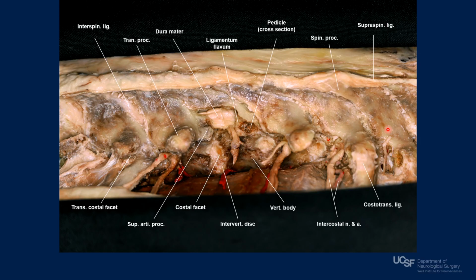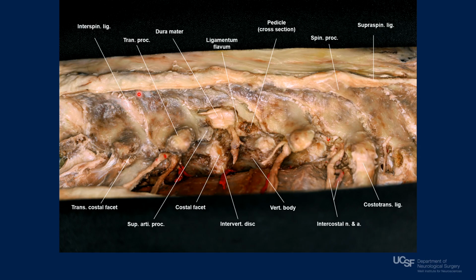This is a dissection exposing the right side of the mid-thoracic region, from superior to inferior, again left side and right side, medial to lateral. What we're seeing superficially are the first layer of dorsal muscles that are associated with the spine. We see the supraspinous ligament, and in a deeper layer we see the interspinous ligament.